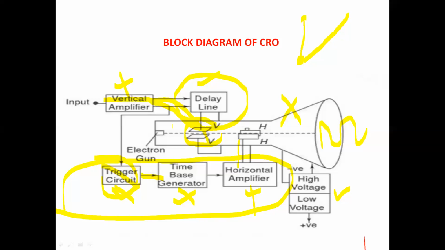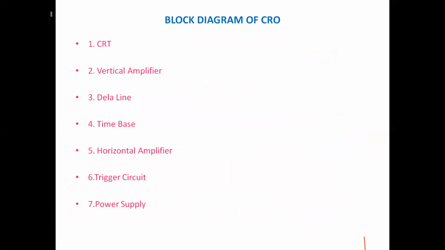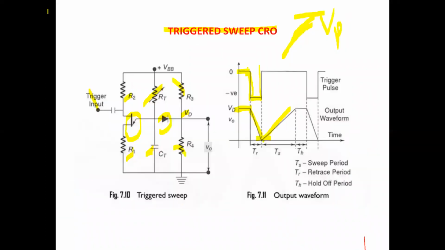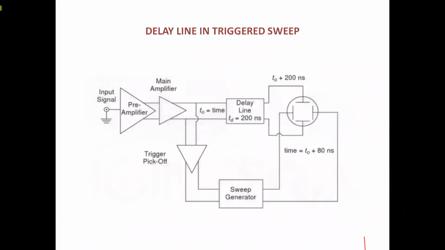Is it clear? Next, look here. This is the input signal. The input signal is given to the preamplifier. From the preamplifier, it is given to the main amplifier, and here is the sweep generator. What are the preamplifier and main amplifier? These are the different stages in the vertical deflection system.